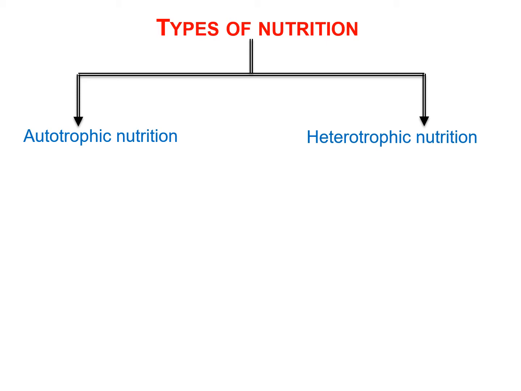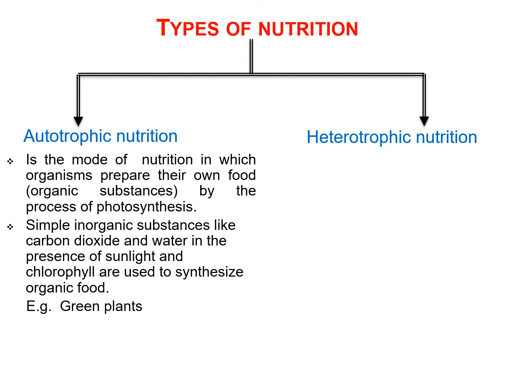So these heterotrophs depend on other plants or animals for their nutrition. Autotrophic nutrition is a mode of nutrition in which organisms prepare their own food by the process of photosynthesis. Here, simple inorganic substances like carbon dioxide and water in the presence of sunlight and chlorophyll are used to synthesize organic food. So green plants are autotrophs.